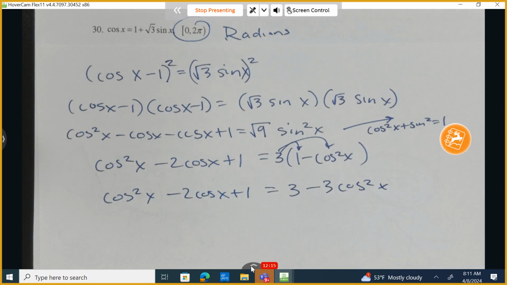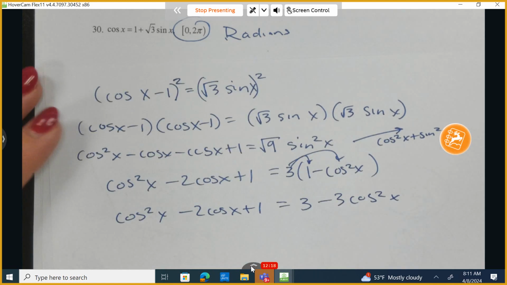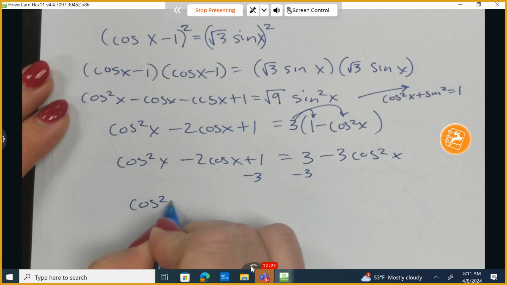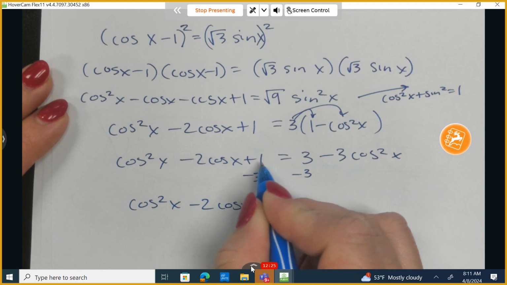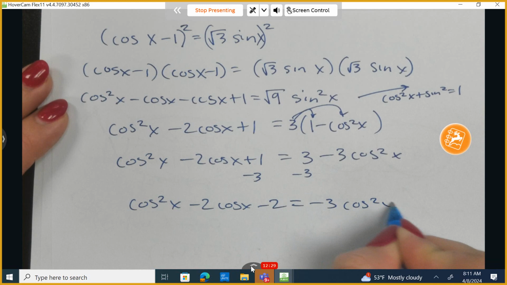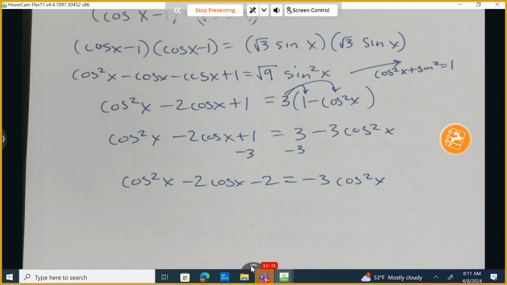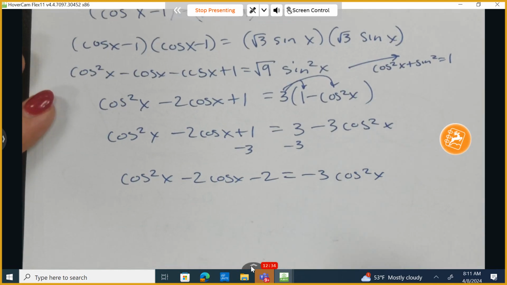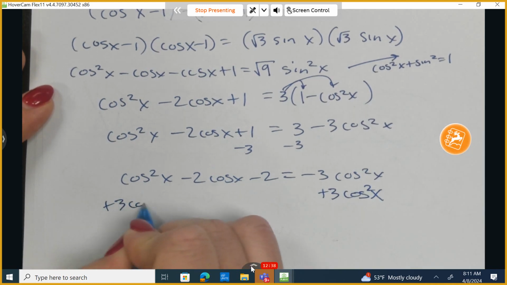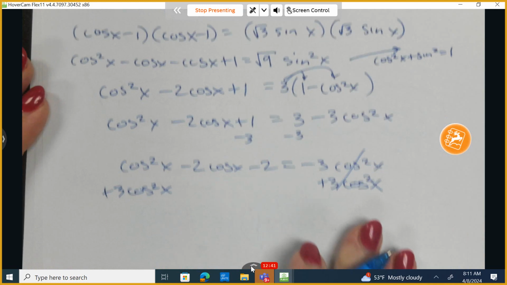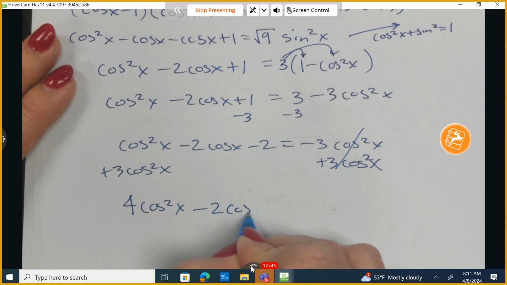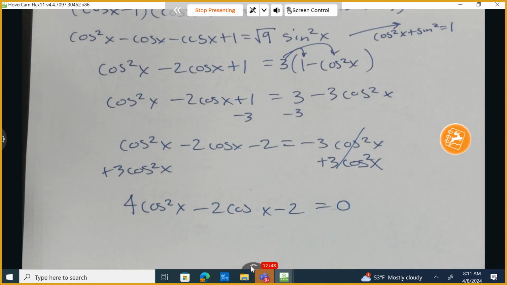And now, it doesn't matter which order you do this in, but I'm going to subtract the 3 over. So I have cosine squared x minus 2 cosine of x. 1 minus 3 is minus 2. And lastly, I'm going to take the negative 3 cosine squared x and move it over to the left-hand side. 4 cosine squared x minus 2 cosine of x minus 2, and there's nothing left on the right-hand side.